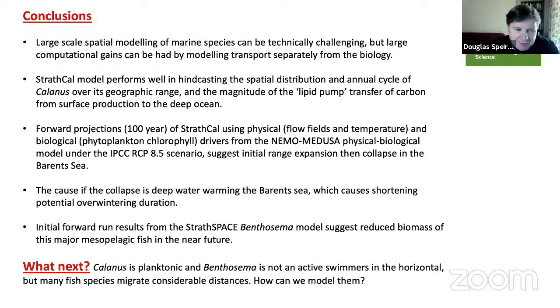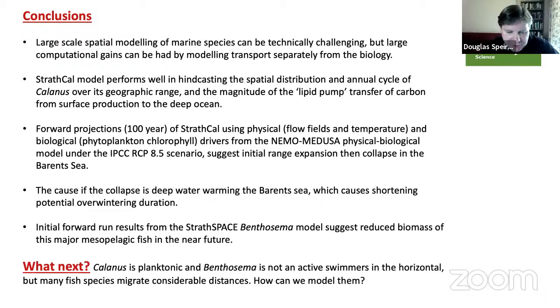The forward projections suggest that under the IPCC RCP 8.5 scenario, so that's the most extreme warming, the business as usual scenario, we get an initial range expansion of the species, which corresponds to the earlier probability of occurrence models, but then a collapse in some regions, particularly the Barents Sea. And the reason for this collapse is that it's the deep water warming that's important because it shortens the potential overwintering distribution. The initial forward results from the Strathclyde Benthesema model also suggest that there's reduced biomass of this important mesopelagic fish in the near future.